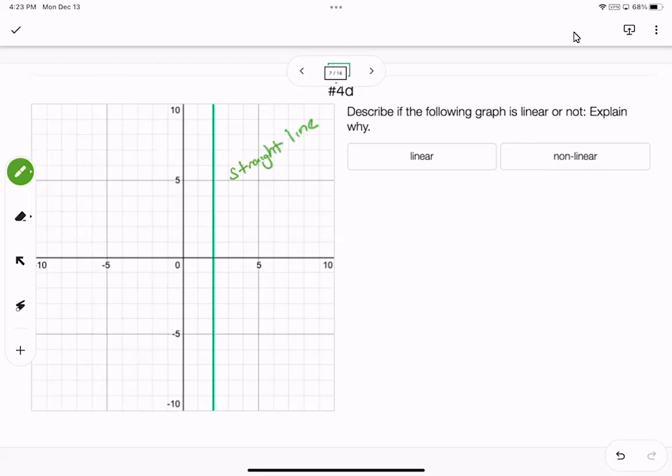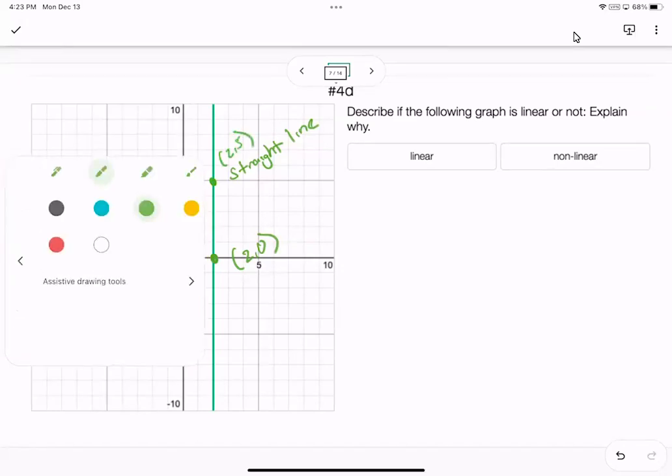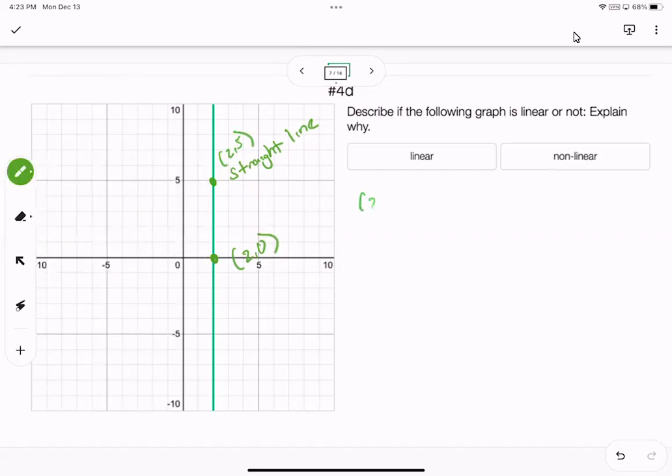But there was an issue with this. So let's say we'll take out 2 points from here. This here is 2, 0. That's 1 point. Let's say 2, 0. And this one here, let's go with 2, 5. Those are 2 points on this graph. I'll rewrite them here, 2, 0, 2, 5.